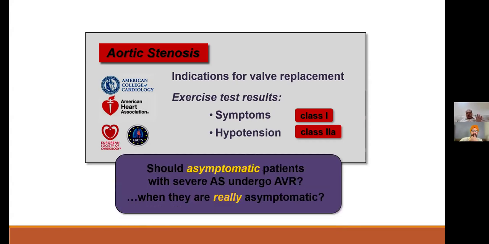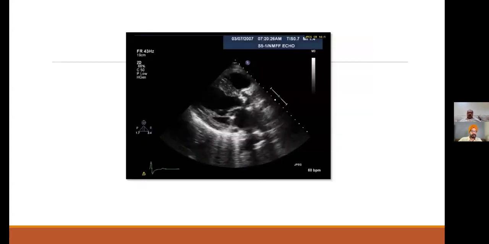Now, once we have decided that the person has excellent effort tolerance, the patient is asymptomatic, and he has severe aortic stenosis, should you undergo AVR or not? Because now you have defined that they are really asymptomatic. Where does the data say?